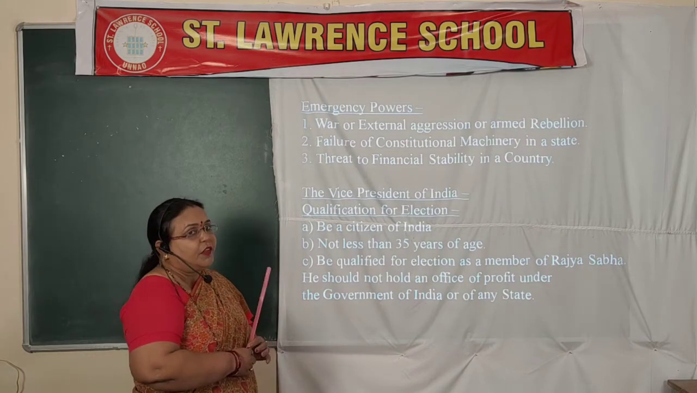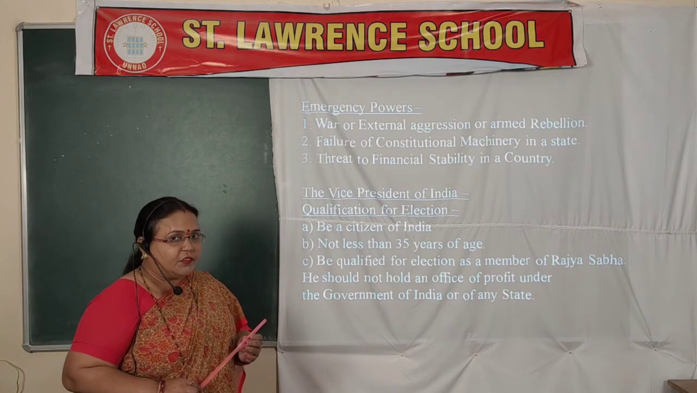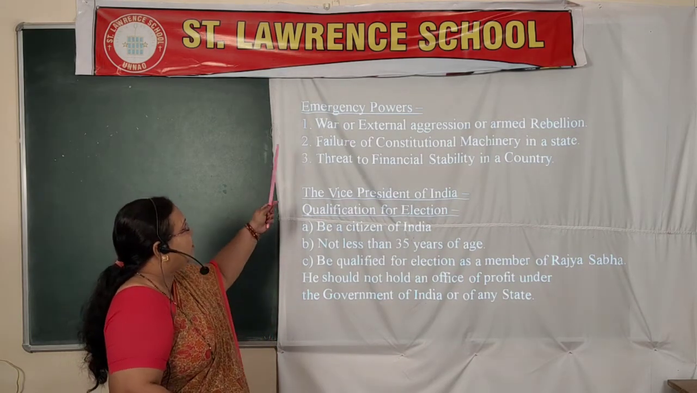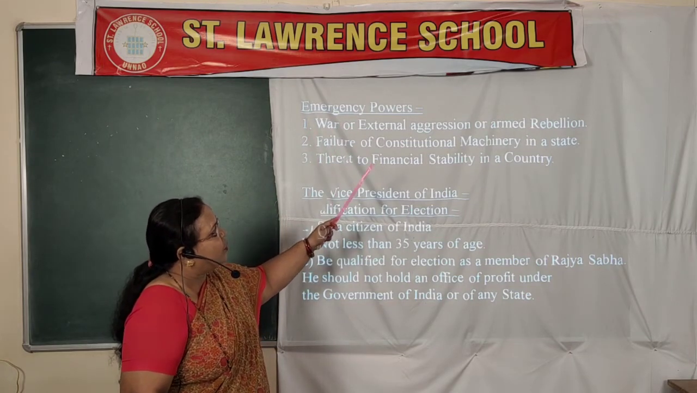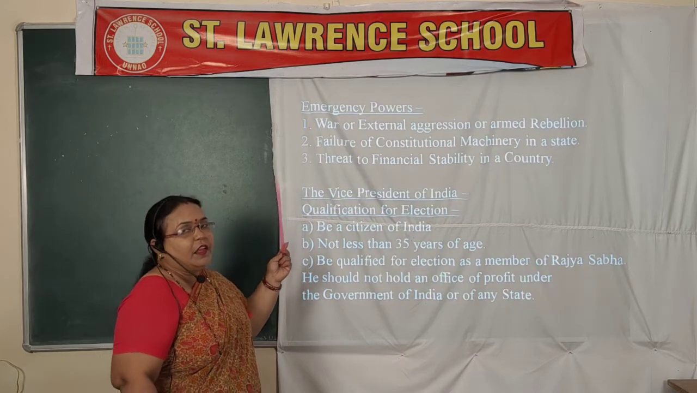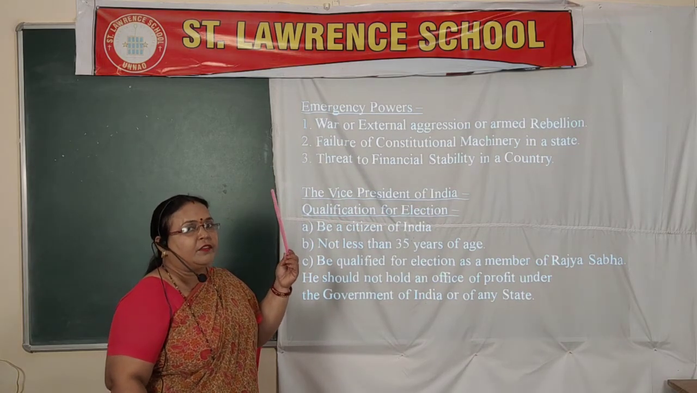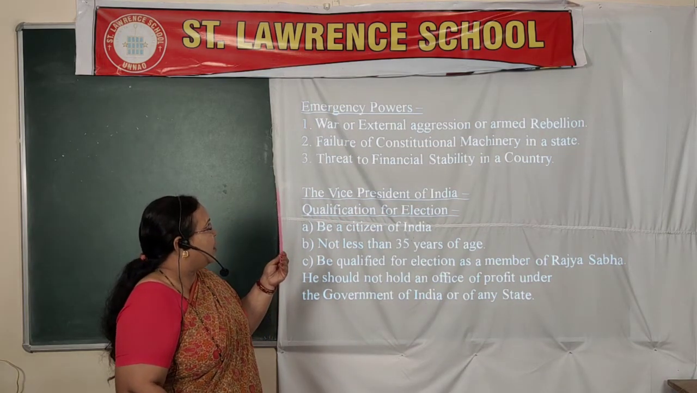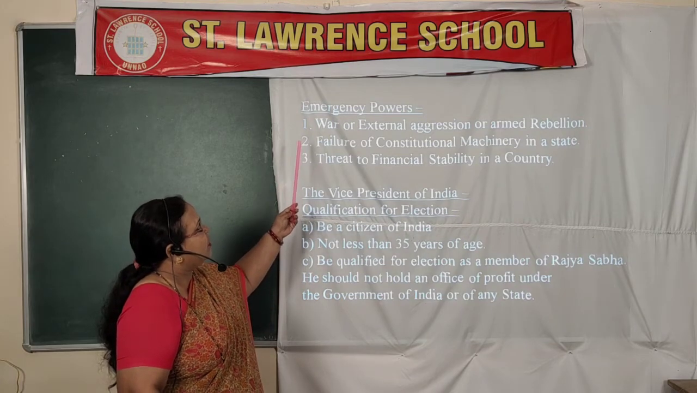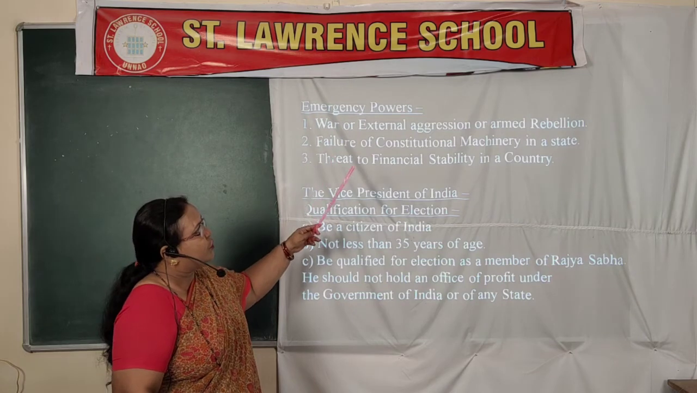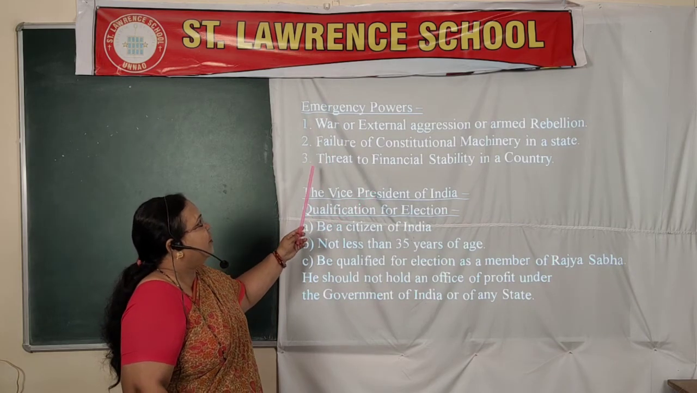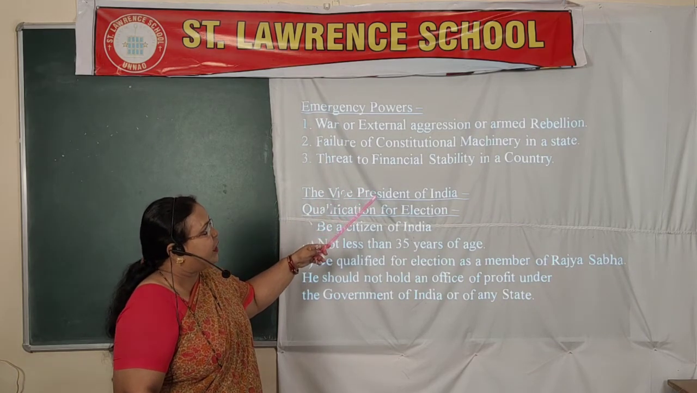Emergency powers. Now, the President also has some emergency powers. What are those? There are three emergency powers: war or external aggression or armed rebellion. Means if any foreign country has put an attack on our country, at that time the President can launch emergency. Then failure of the constitutional machinery in a state, and threat to financial stability in the country.